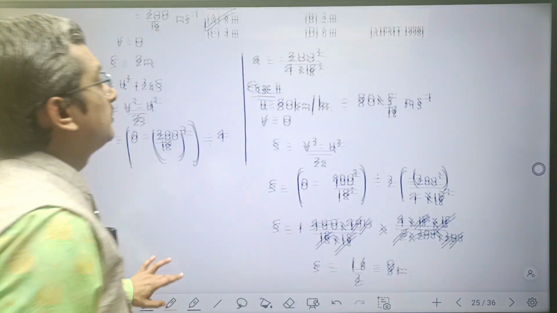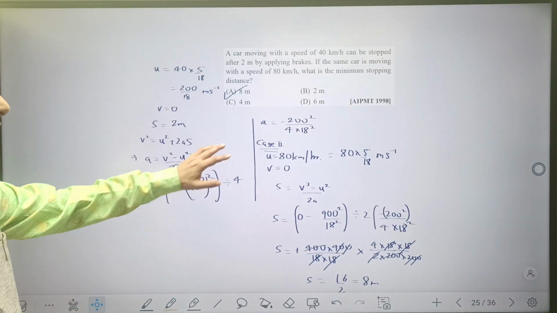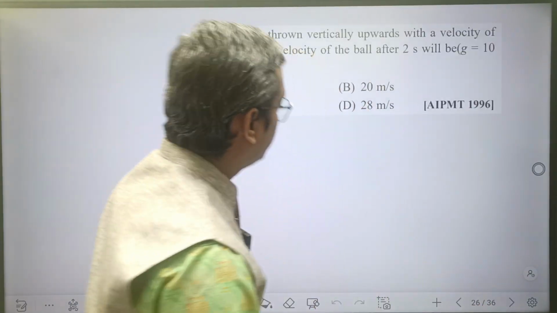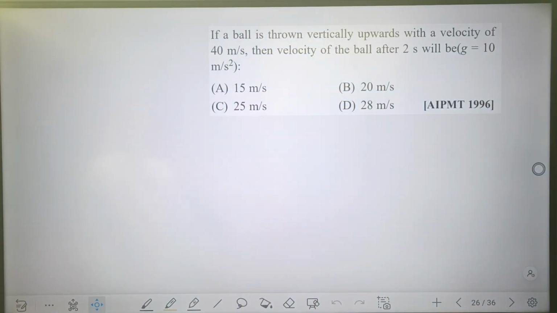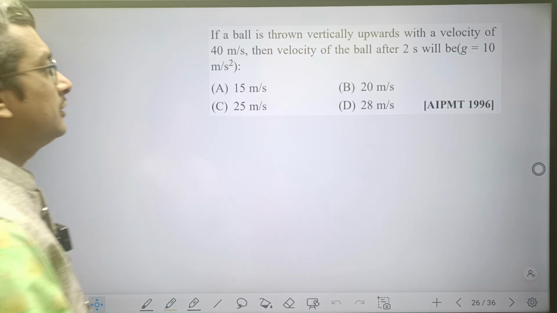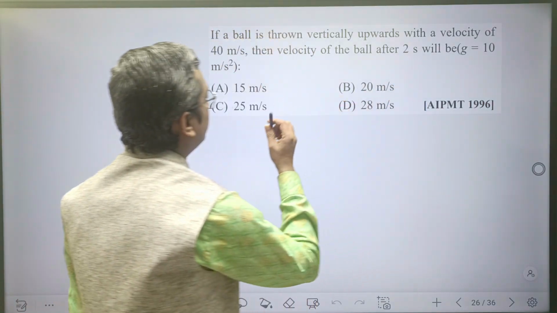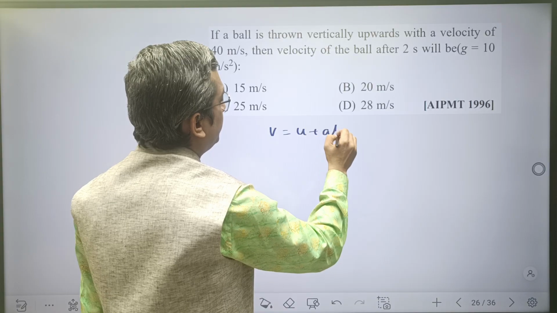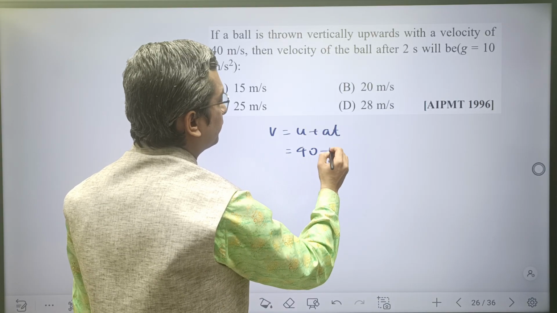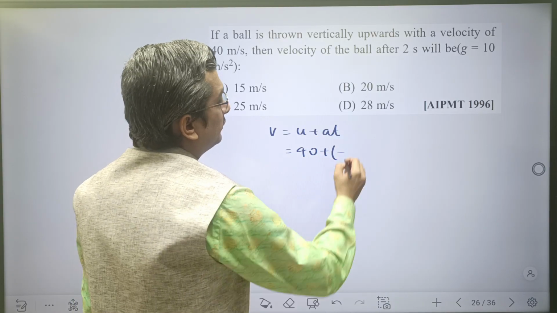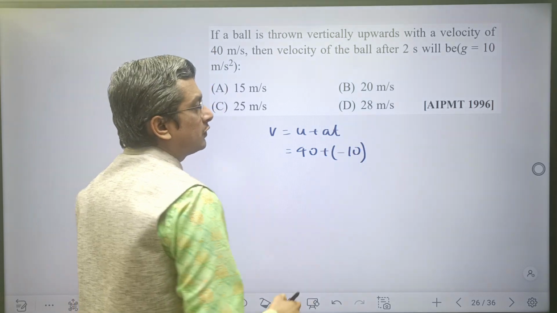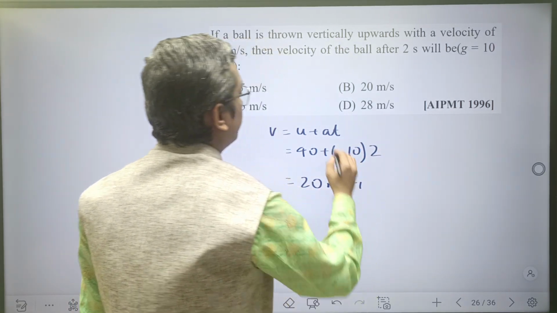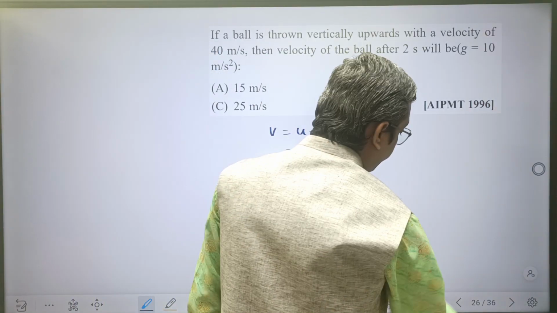So you can solve it now. I am just giving you the procedure of solving. So this is how we can do it. If a ball is thrown vertically upwards with a velocity of 40 meter per second, then the velocity of the ball after 2 seconds will be, using v is equal to u plus at: 40 plus minus 10 into 2, because acceleration is minus 10 and t is 2. So this is 20 meter per second. This is the answer.